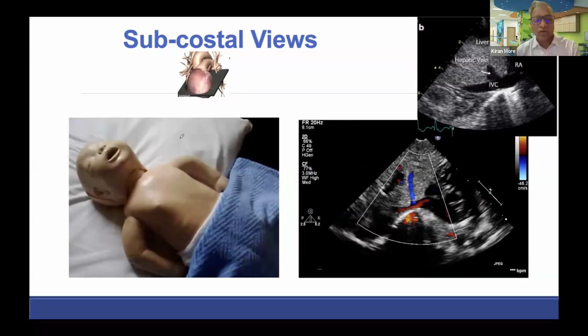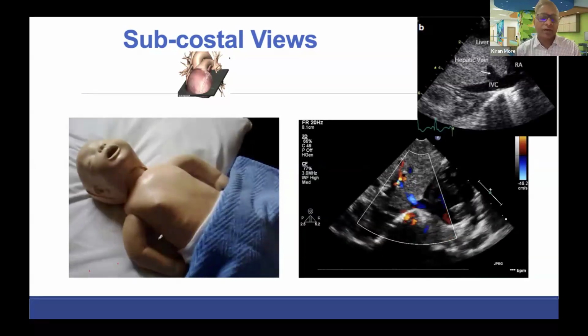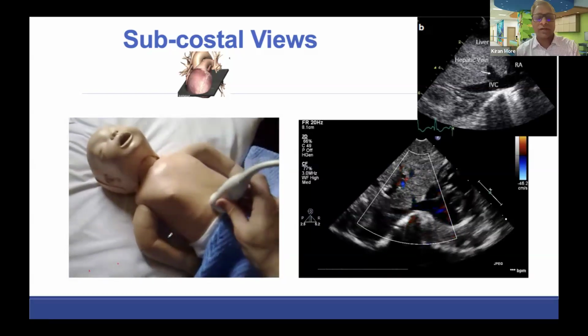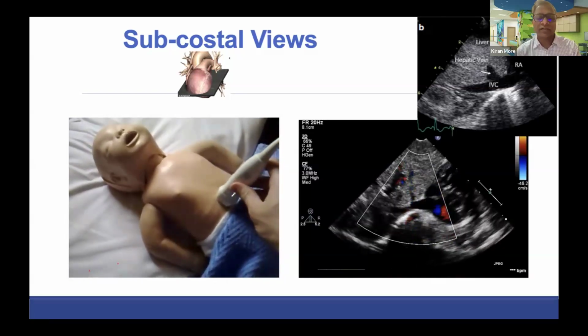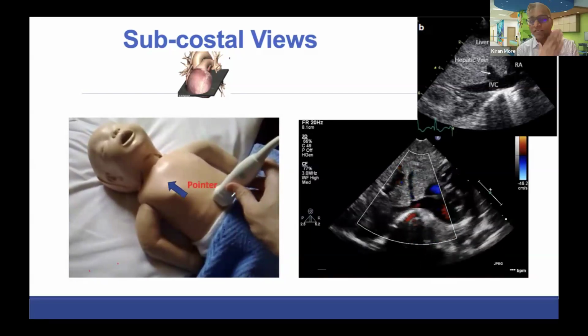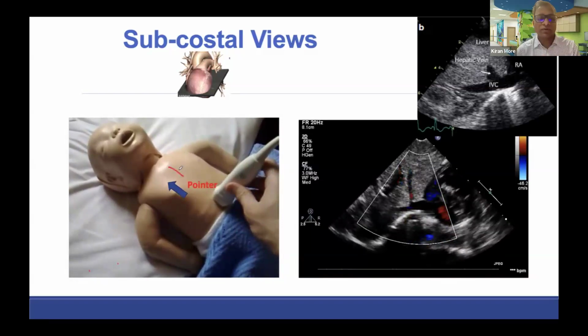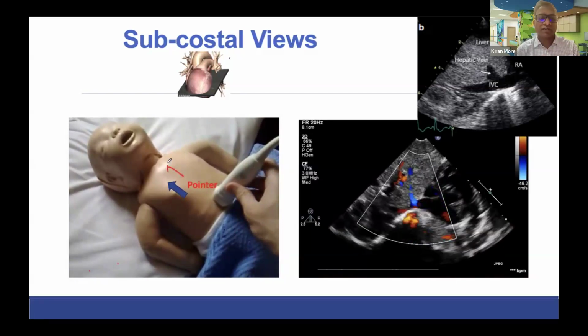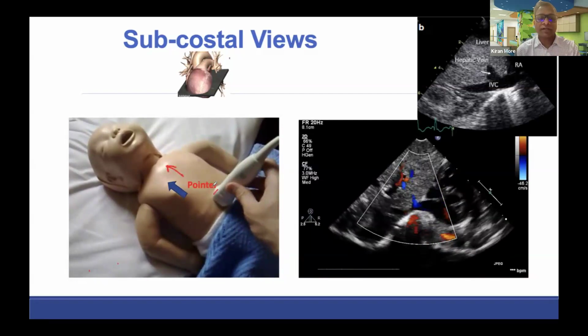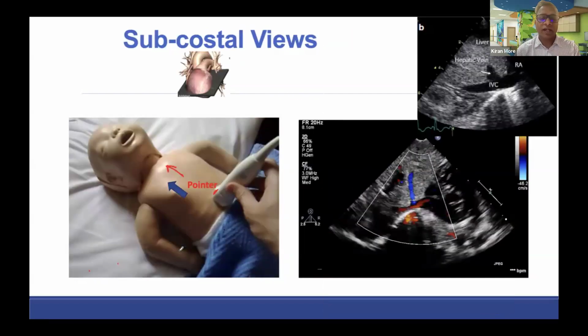Again, we will be showing all these views. Basically, how to get the IVC view. Your probe has to be at 12 o'clock, the pointer facing at 12 o'clock. So this is 12 o'clock, which is facing up. That's your pointer here. And then you slightly tilt toward the right side and you get this view. Your IVC view, with the hepatic vein entering into it.